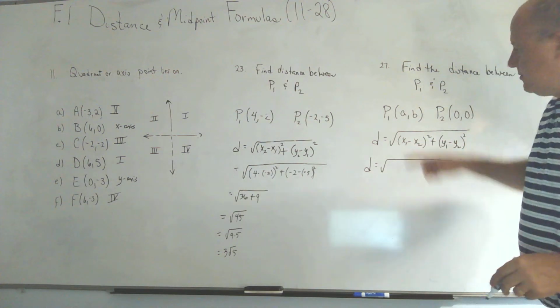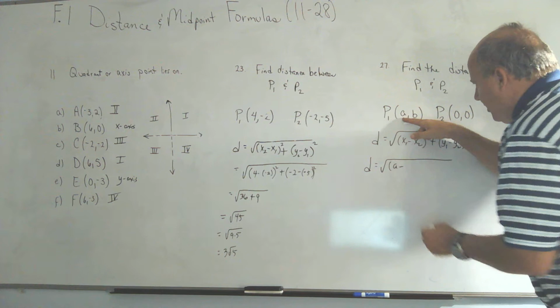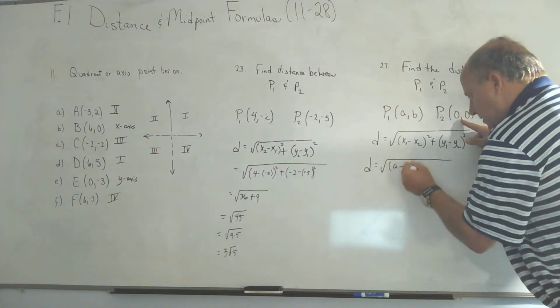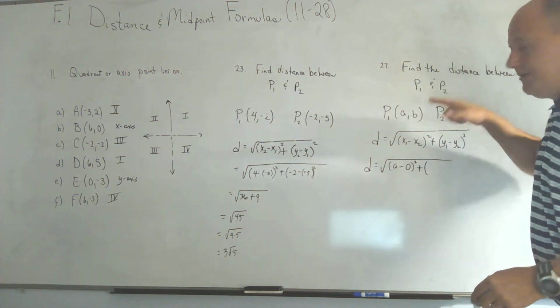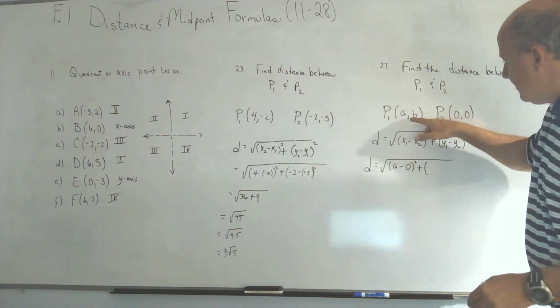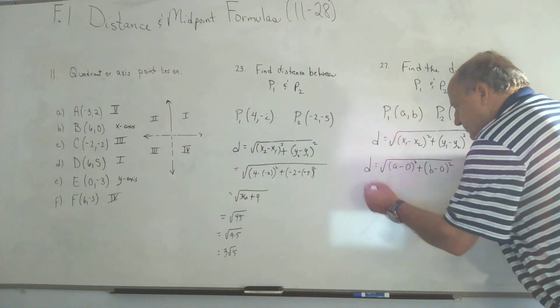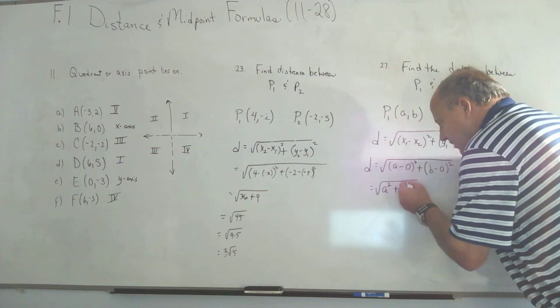Subtract the x coordinates. So a is this x coordinate minus the other x coordinate, which over here is this number, 0 squared, plus the difference of the y coordinates, the difference of the ordinates, b take away 0 squared. So it's the square root of a squared plus b squared.